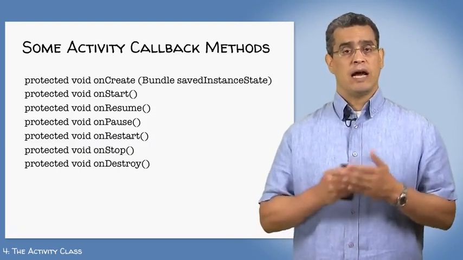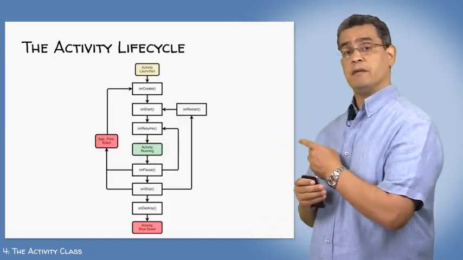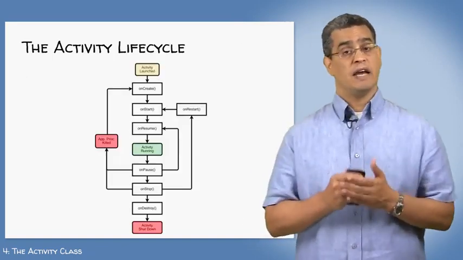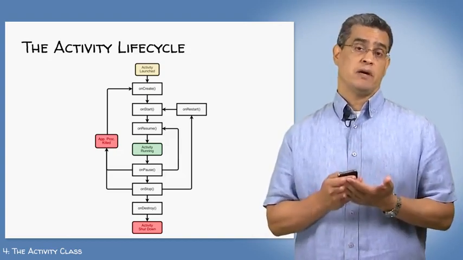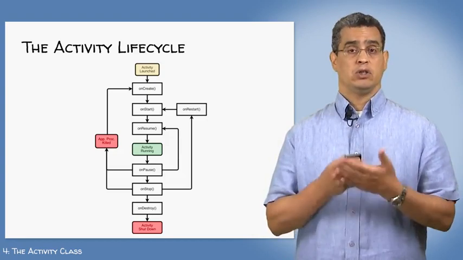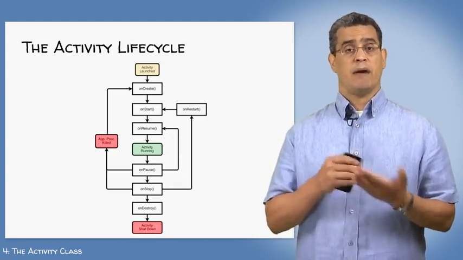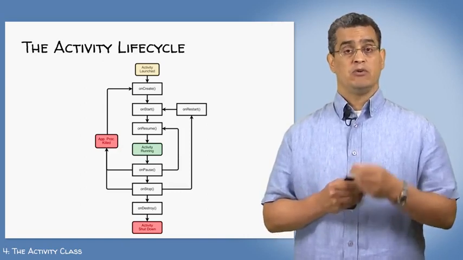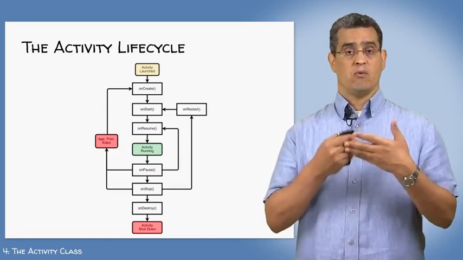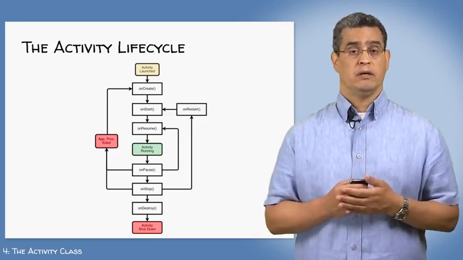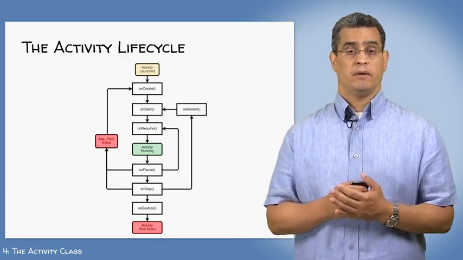So let's take a look at how these different methods interrelate with each other. This graphic depicts the orders in which activity lifecycle methods can be called. And the important thing to remember here is that Android applications don't work completely by themselves. Instead, there's a clear back and forth collaboration between your application and Android. And you have to understand the rules of this collaboration if you want your Android applications to function properly.